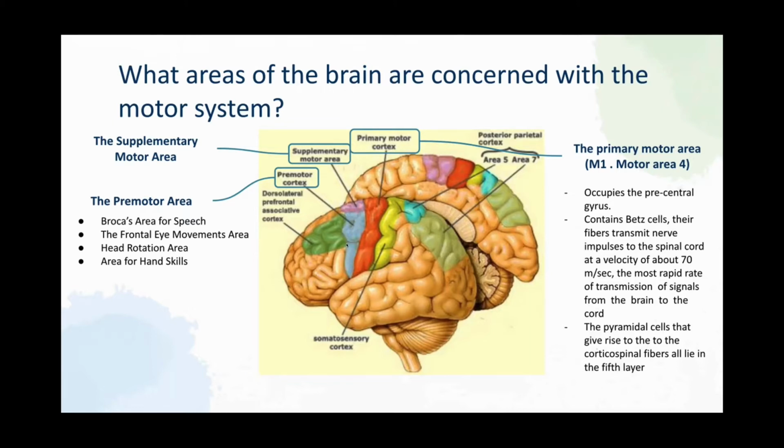non-fluent aphasia. We also have an area for frontal eye movement, right above Broca's area for speech. And then we have the head rotation area and the area for hand and skull. The head rotation area rotates the head. When you have anything visual, for example, something that catches your eye, your head rotates to this area. This head rotation area is responsible for this head rotation.